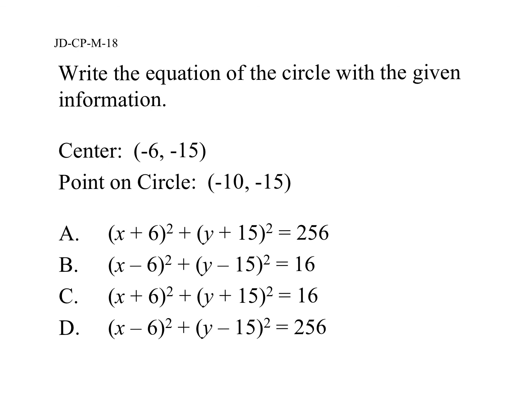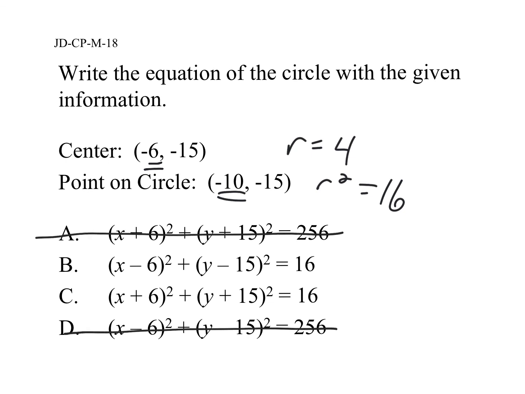Number 18, they've given us the center and a point on the circle. The good thing about this is these are straight across from each other. So from negative 6 to negative 10, that's a difference of 4. So that tells me the radius is 4. So the radius squared would be 16. So that narrows that down. And then the center, these have to be opposites in the parentheses. So that would be a plus 6 and a plus 15. Plus 6 plus 15 would be choice C.